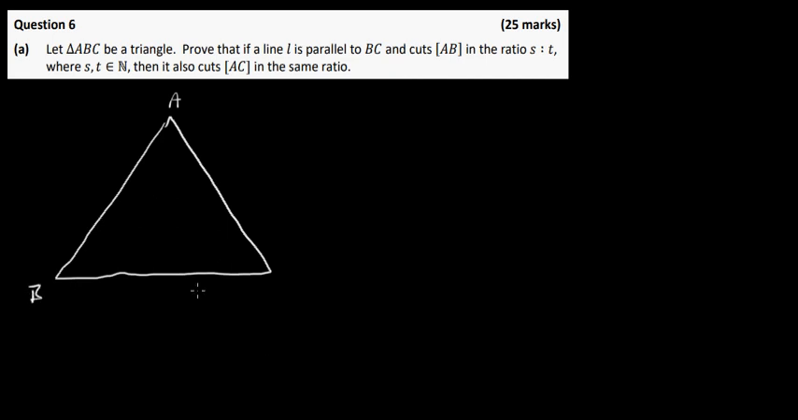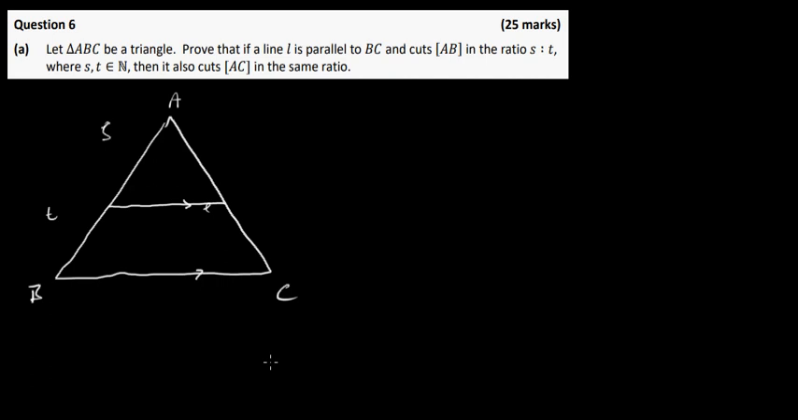So basically you've got a triangle, and the triangle is ABC. Now you have a line here. This is the line L, which is parallel to BC, so these two lines are parallel. It cuts AB in the ratio S is to T, and S and T are natural numbers. Then we've got to prove that it also cuts AC in the same ratio, S is to T, as well.